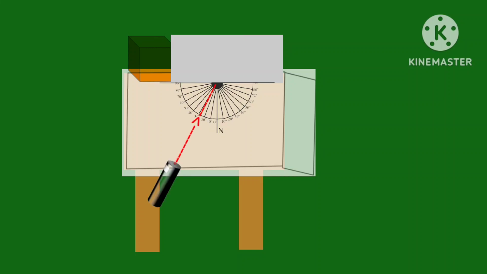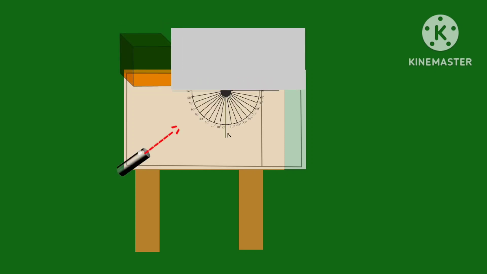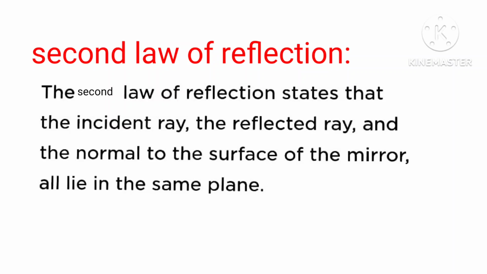Suppose if we incident laser light at 30 degrees, it reflects at 30 degrees but does not go beyond the plane. Now make the paper straight without fold and spread on the table. Make the same arrangements. Now reflected light is seen on the same sheet of paper. From this experiment, we can conclude that incident ray, the reflected ray, and the normal to the surface of the mirror all lie in the same plane.